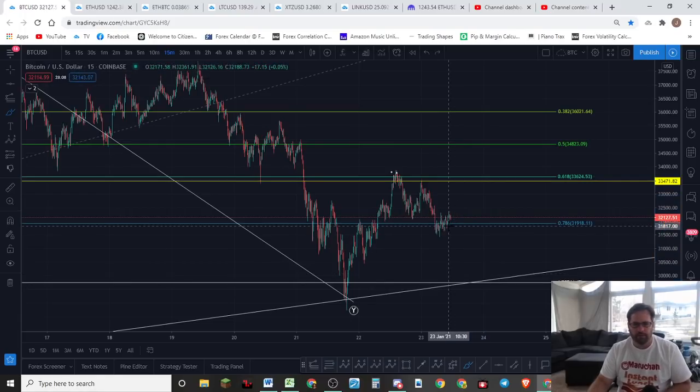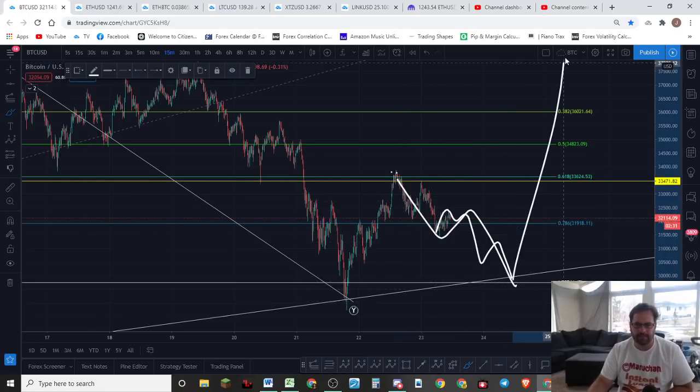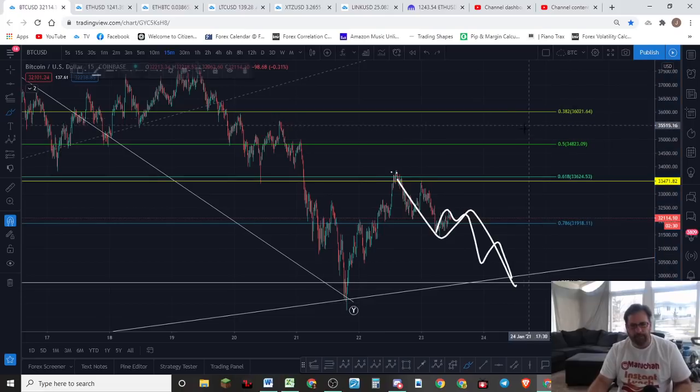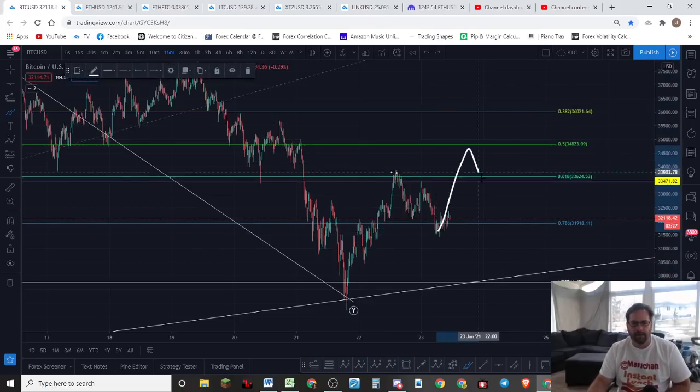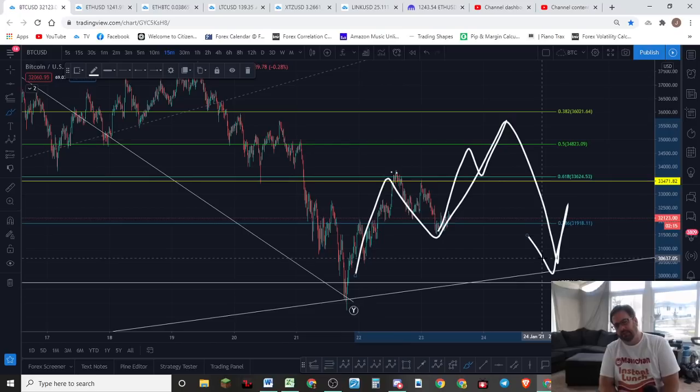Remember, don't forget they could double up this correction like that. Boom, boom, boom. They double up, make it complex, and then they go up. That's fine as well. Or they could simply go up here to double up this correction, and then down we go. So guys, it's up or down. We need more data. We need the chart to show us some more wave structure before we can start ruling out some of these wave structures.